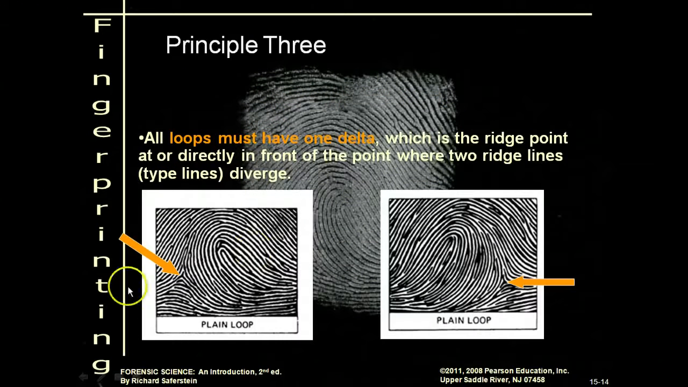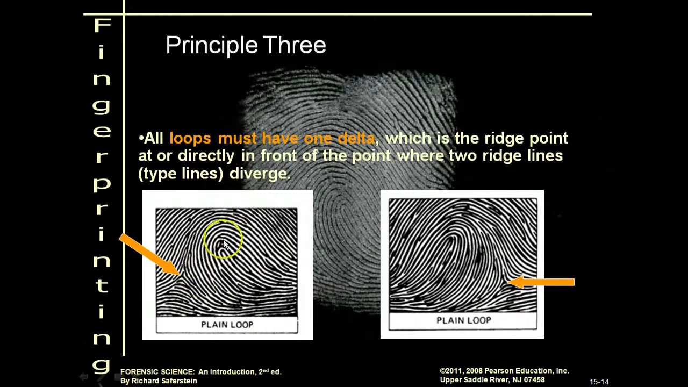Now, one thing that's kind of difficult to really get a grasp on is something called a delta. Because when you're first looking at fingerprints, this is all going to look the same. And so all loops, when we're talking about loops themselves, must have one delta. This is where your ridge point is, where the ridge point is at or directly in front of the point where two ridge lines or type lines diverge.